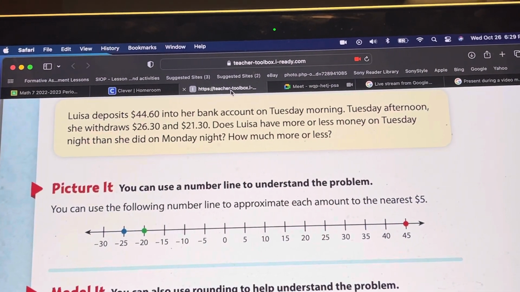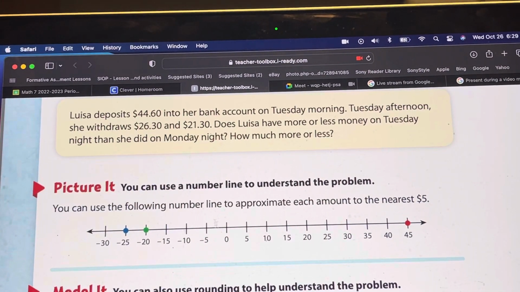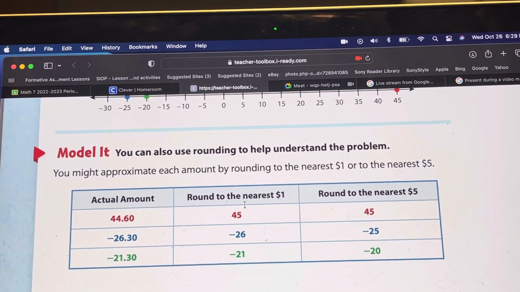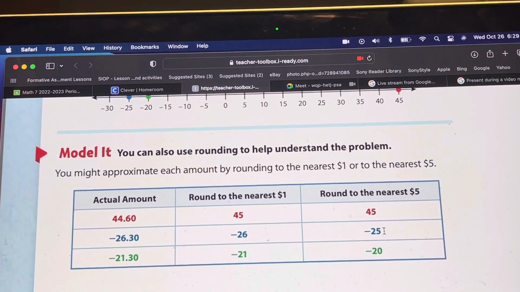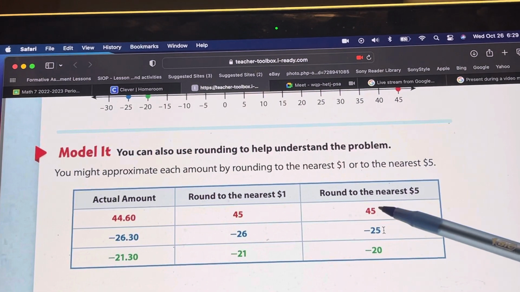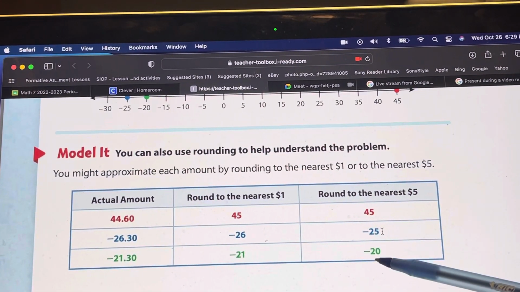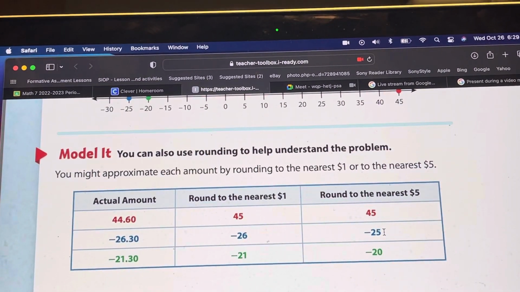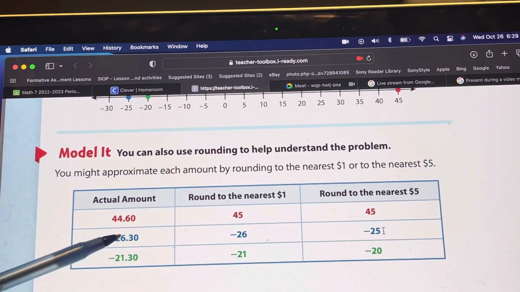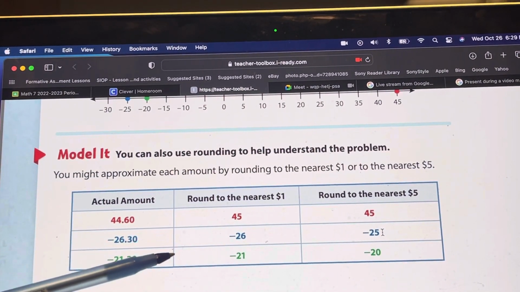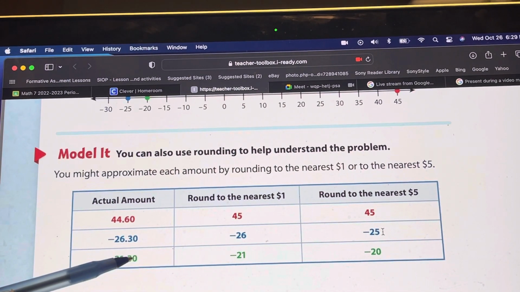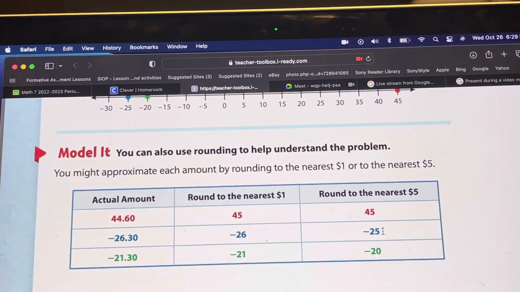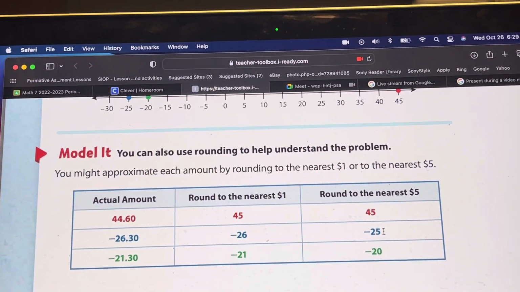If you look closely, the two that are negative, when you round them to the nearest $5, round to negative 25 and negative 20. If we round to the nearest dollar, though, the $26.30 only rounds down to $26 instead of $25, and the other only rounds down to 21 instead of rounding down to 20. And that's going to make a big difference in our estimate when we take a look at it on the next page.